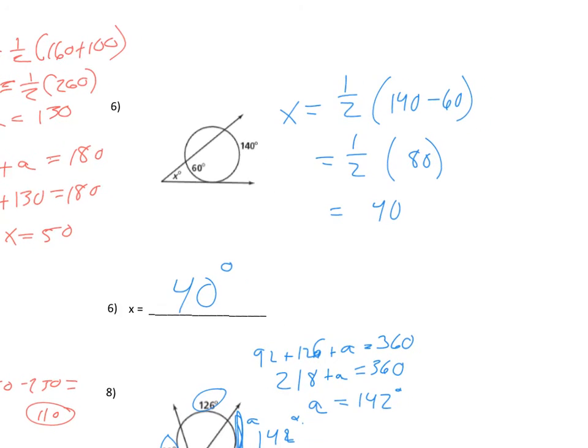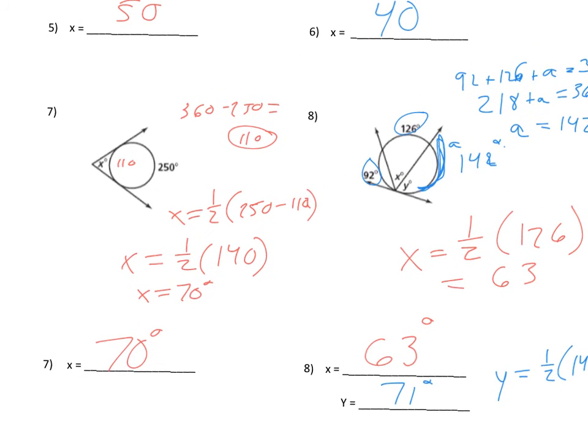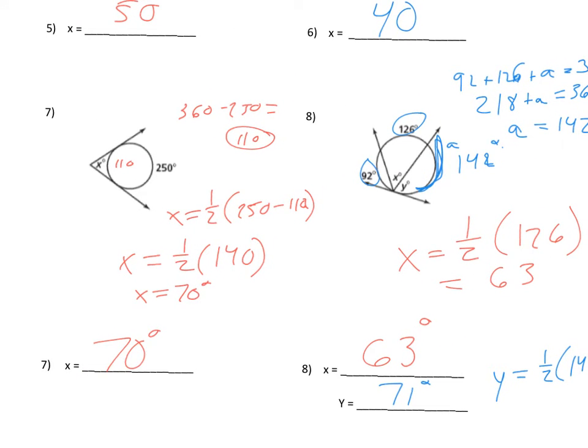We look at number 6. This is just a formula. 1/2 the outside arc minus the inside arc. So that's 1/2 of 80, which is 40 degrees. That's just the formula. Number 7 is pretty close to number 6. They're not that much different. The only difference is that you had to figure out basically what this inside arc is. Since a circle is 360, 360 minus 250, that would leave me with 110. So it's just 1/2 of the quantity. 250 minus 110, half of 140 is 70 degrees.